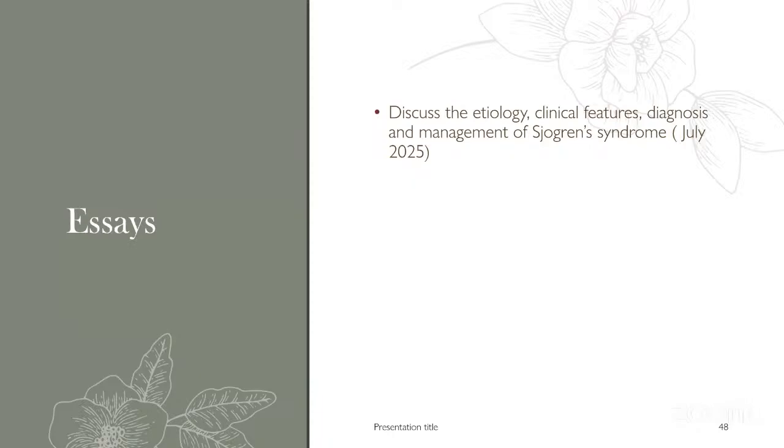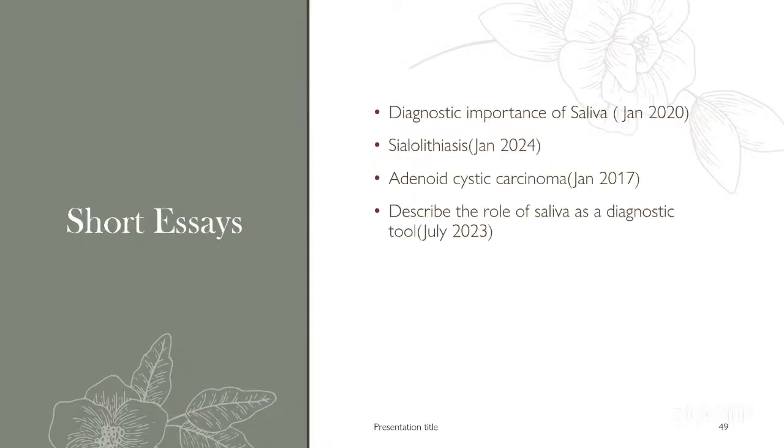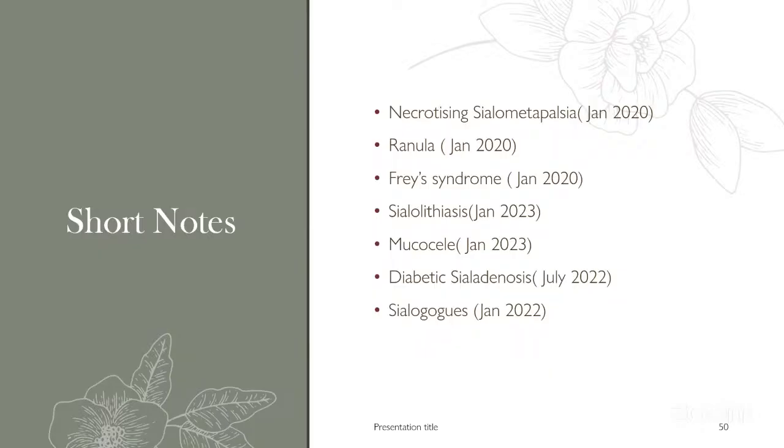Regarding the questions that have been asked in the universities, we find that Sjogren syndrome is mostly asked as an essay question. And similarly, saliva as a diagnostic tool, sialolithiasis, malignant tumor adenoid cystic carcinoma has been asked, sialadenitis, and necrotizing sialometaplasia, ranula, Frey syndrome, which is gustatory sweating, and mucocele, sialolithiasis, diabetic sialadenosis, sialogogues, etc.